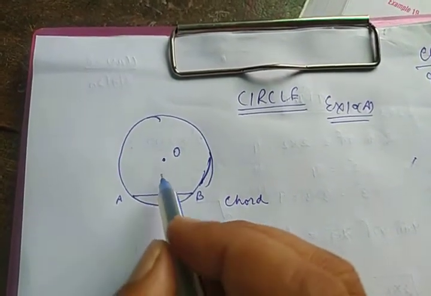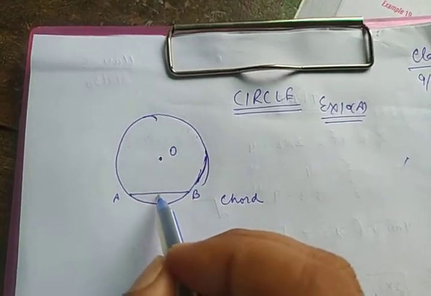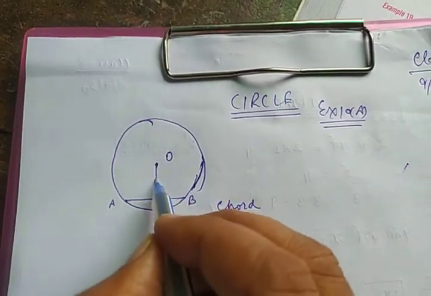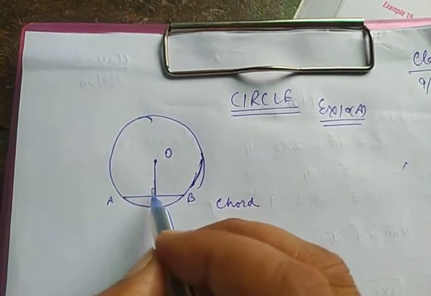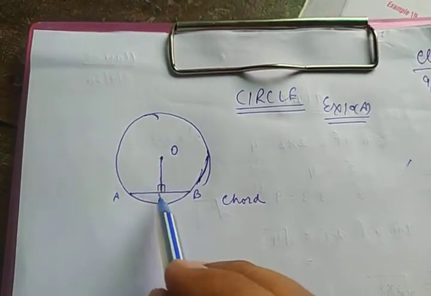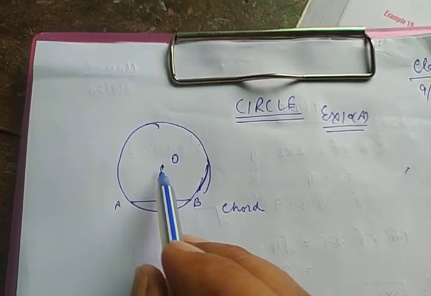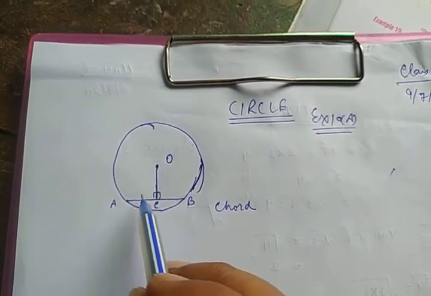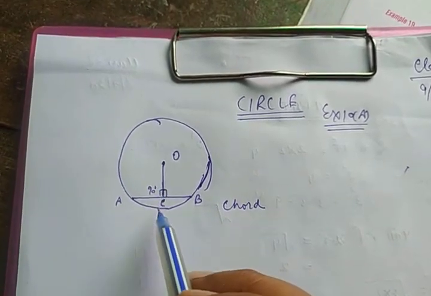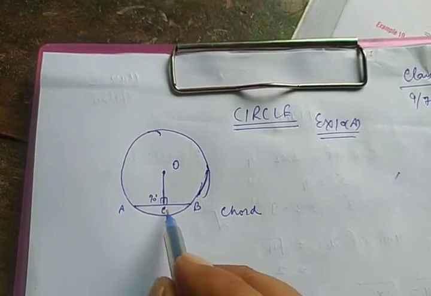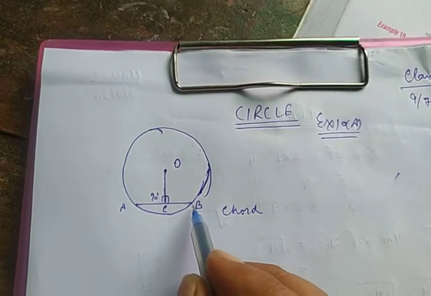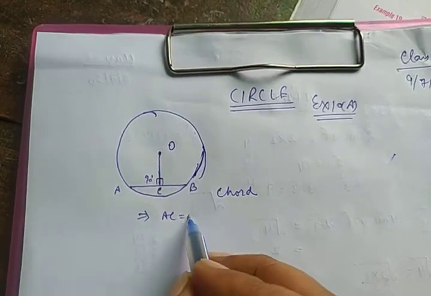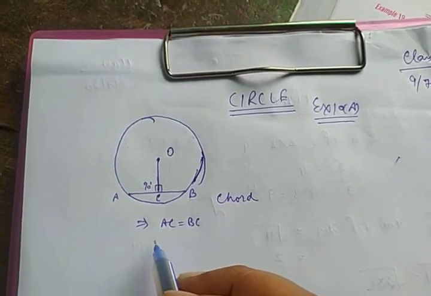If you draw the perpendicular from the center to this chord like this, means you are drawing perpendicular. The angle between, you can say, take it C, angle ACO is 90 degree. If you are doing this, then the line AB, chord AB is divided into two equal parts. This implies that AC is equal to BC. This is actually a theorem.